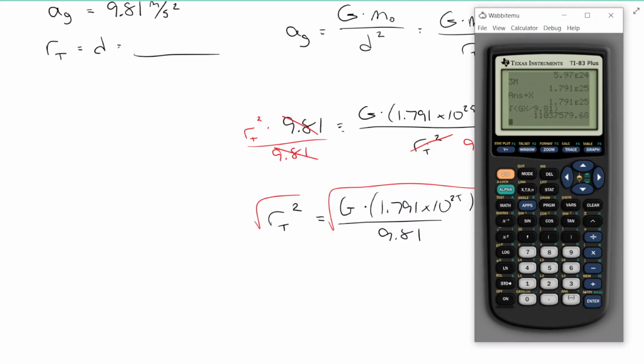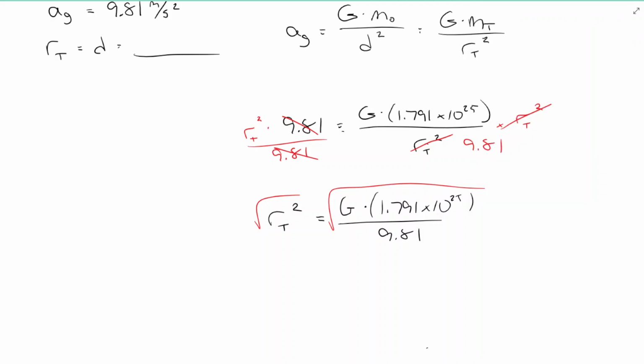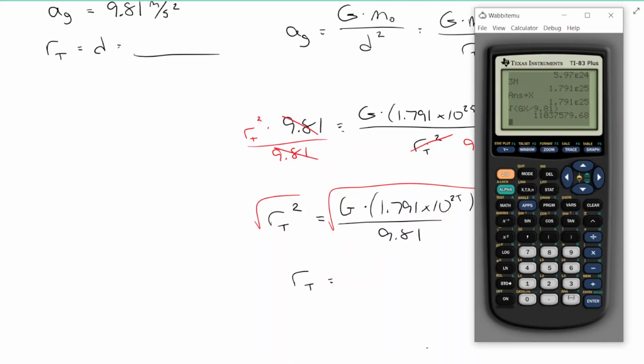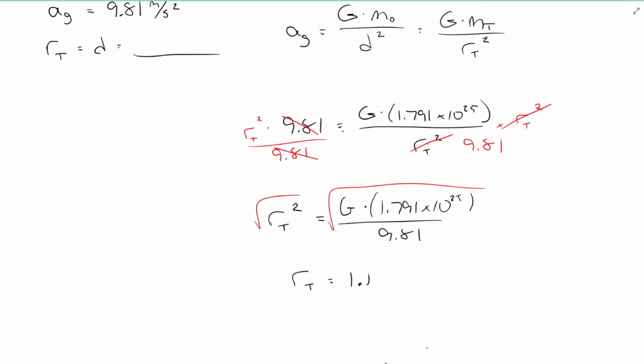And when I do that, I get the radius of Tatooine, right? So I get this big number. It looks like it's going to have 7 digits. 1.1 times 10 to the 7 is the radius of this planet. The radius of Tatooine is 1.104 times 10 to the 7, and that would be in meters.